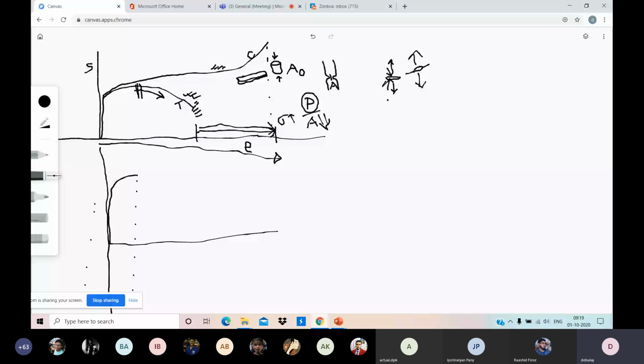Because I can ask a question: in compression, if you can apply such high deformation, then why not 100% or 99.999999%? Sir, secondary tensile forces arise in the case of compression. Secondary tensile force, you are saying right, but do you know what secondary tensile force is?